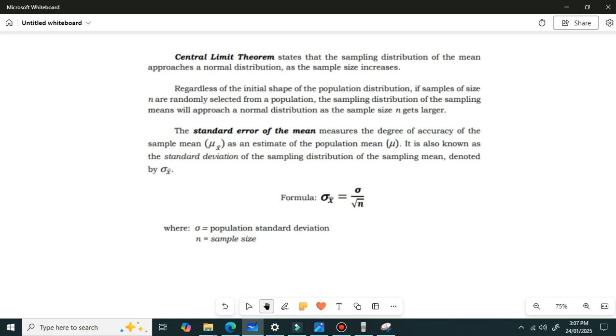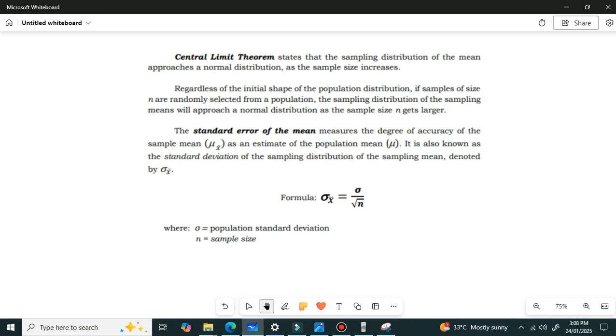The formula for the standard error of the mean, also known as the standard deviation of the sampling distribution of the sample mean, is this one: sigma sub x bar is equal to sigma over the square root of n, where sigma is the population standard deviation, while small n is the sample size.